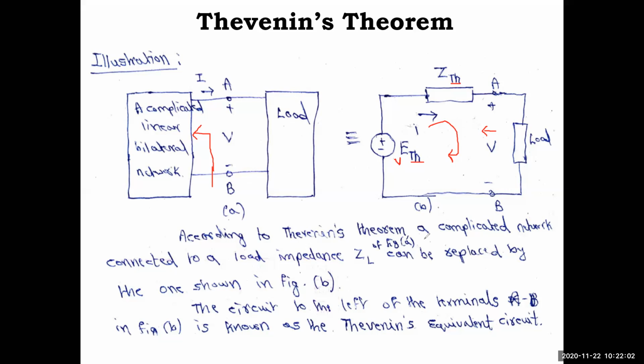So according to Thevenin's theorem, a complicated network connected to a load impedance ZL in figure A can be replaced by the one shown in figure B. So this is equivalent to this. The circuit to the left of the terminals AB in figure B is known as the Thevenin's equivalent circuit. So this left of AB is called the Thevenin's equivalent circuit, that is a voltage source in series with an impedance. This is already there in the circuit that we removed first to find VTH or ETH, and then finally we connected it back. So this is about the Thevenin's equivalent circuit.